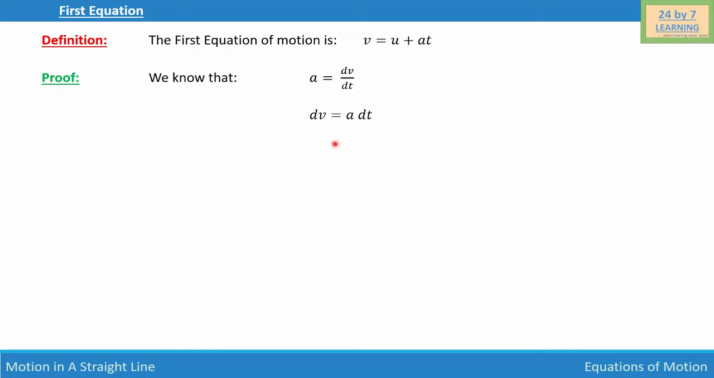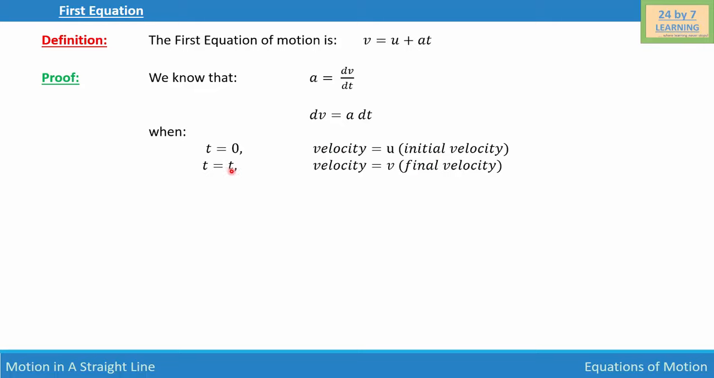Now we are going to use the definite integral to prove this equation. So we will take when time t is equal to 0 seconds, velocity is u, which is our initial velocity. When time t is equal to t seconds, our velocity is v, which is our final velocity. Now let's use the definite integral.